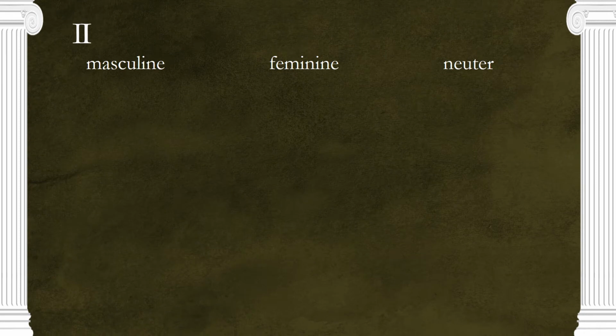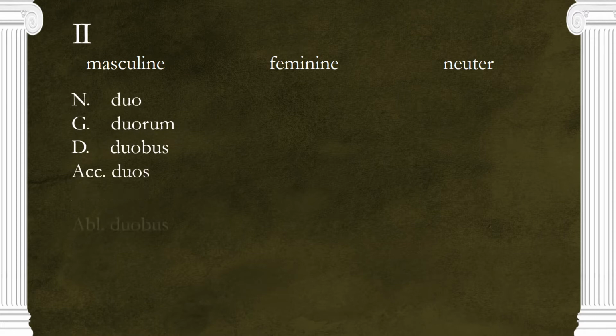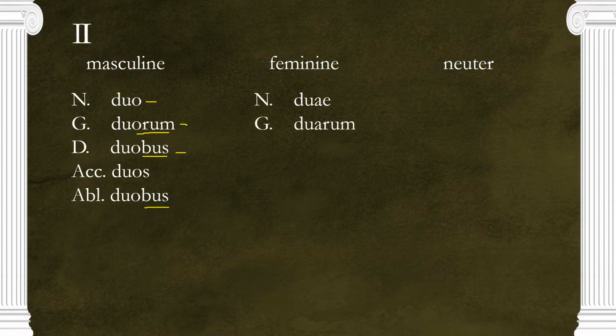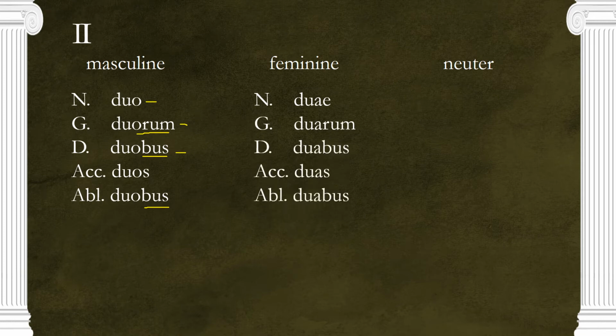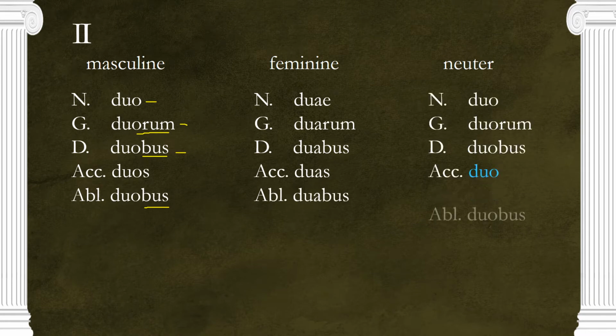The number 2 follows a slightly different pattern. It kind of looks like a cross between the second and third declension. So we have duo, duorum. And then we've seen the bus before in the third declension when we had ibus. Okay, so this is 2, of 2, 2 or 4, 2, and so on. The feminine starts off like a first declension noun, but then we get that bus in there. And the neuter is the same as the masculine, except in the accusative, because remember, with neuters, the accusative and the nominative have to match up.